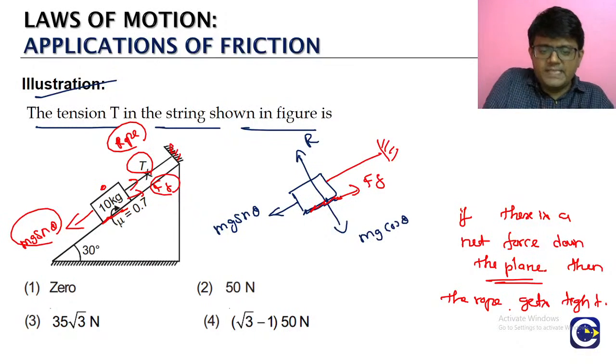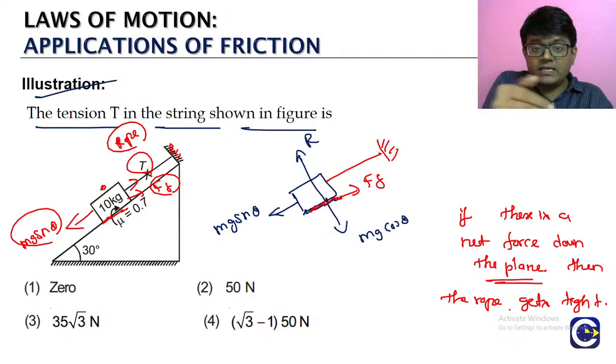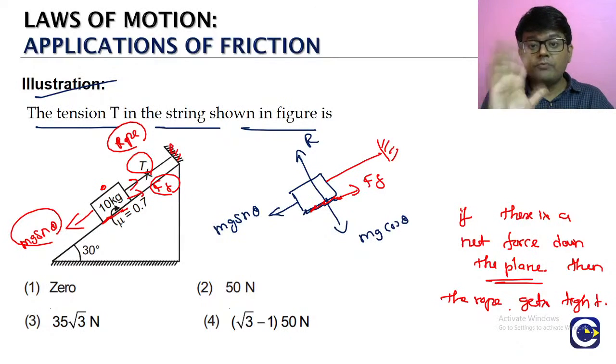If there is a roughness, we will have to see whether still there is a net force down the plane or not. If there is a net force down the plane, whatever the net force down the plane, that will be balanced by the tension, because the rope will become tight and that tension will come into picture. But if there is no net force down the plane, what? The rope will not become tight.